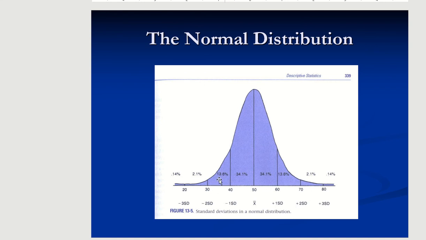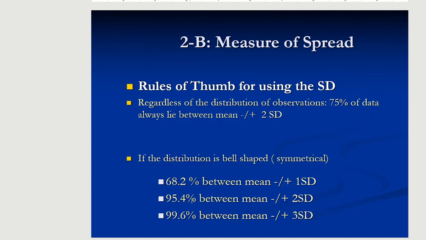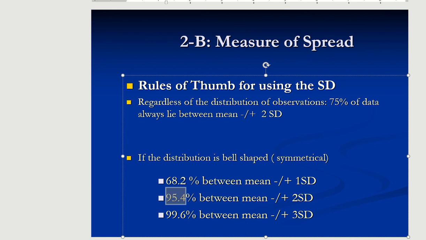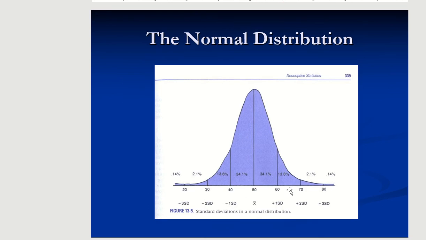Okay? Now, if you add up the 13.6, the 34.1, the 34.1, the 13.6, together they will get you what I said a minute ago, which is 95.4%. Okay? And by the time you went 1, 2, 3 standard deviations up and 1, 2, 3 standard deviations down, you've almost captured everything, or 99.6% of the data. This is true only with the normal distribution, meaning the data is symmetrical, bell-shaped. Okay?